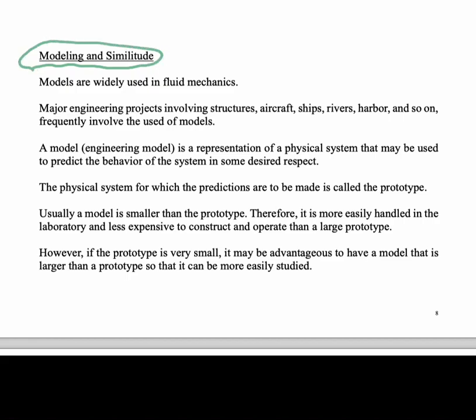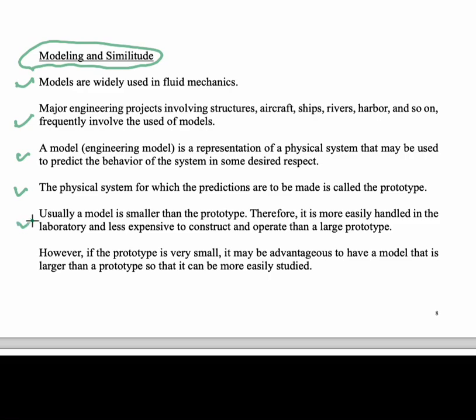Models are widely used in fluid mechanics. Major engineering projects involving structures, aircraft, ships, rivers, harbors, and so on frequently involve the use of models. A model is a representation of a physical system that may be used to predict the behavior of the system in some desired respect. The physical system for which the predictions are to be made is called the prototype.